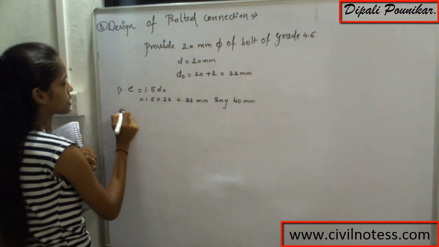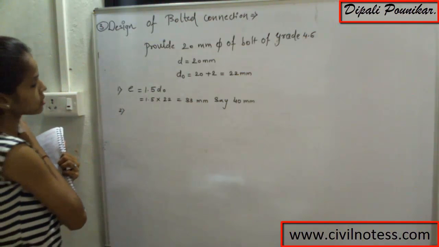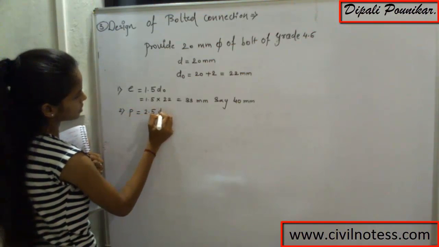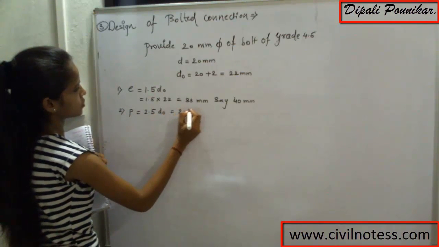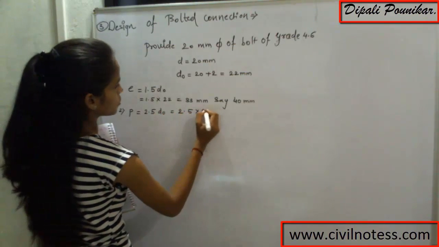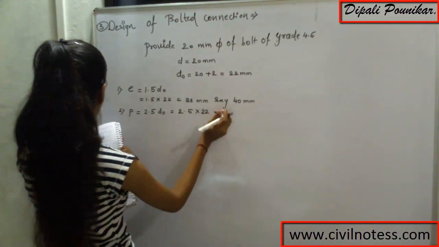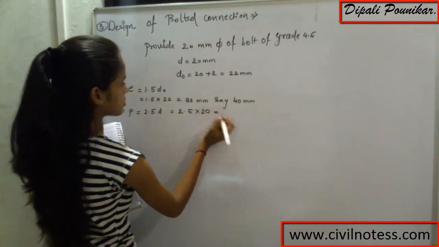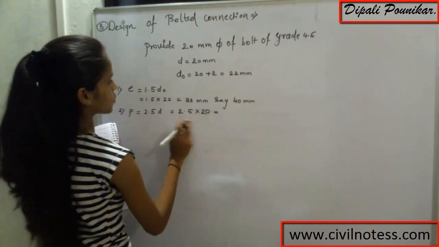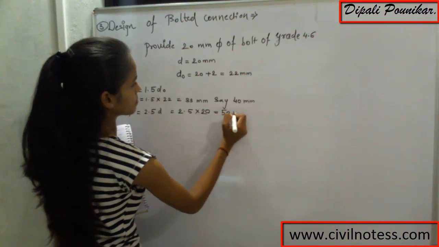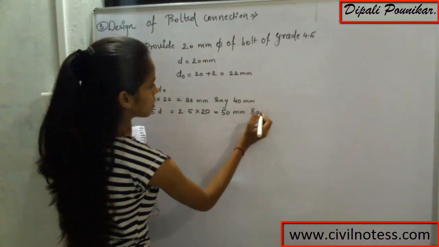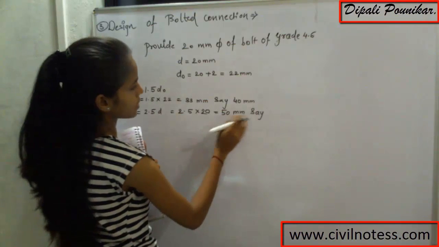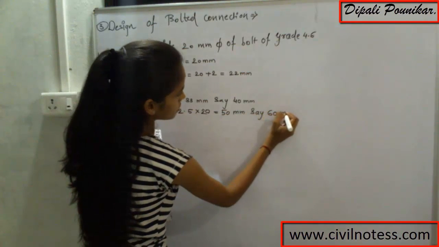After that, second is the pitch, that is P equals 2.5 D0, 2.5 into 22, sorry, D. So 2.5 into 20, 50 mm. You have to choose the pitch which is higher than this value, that is 60 mm.